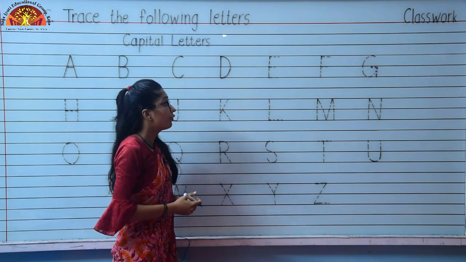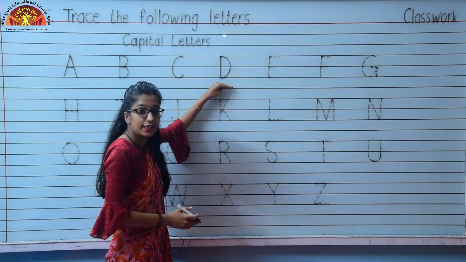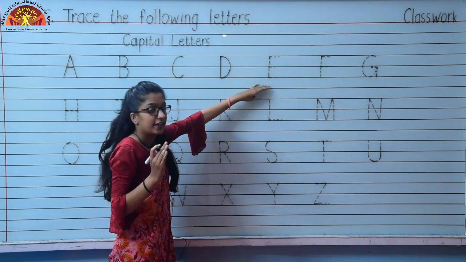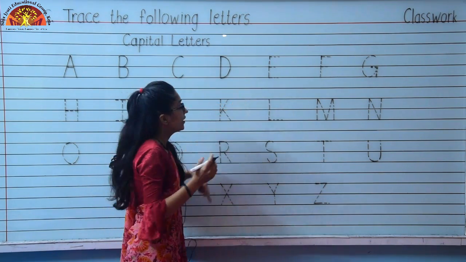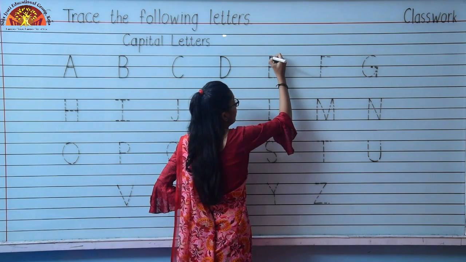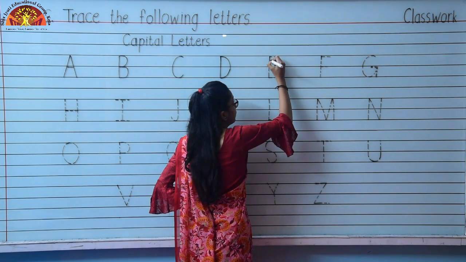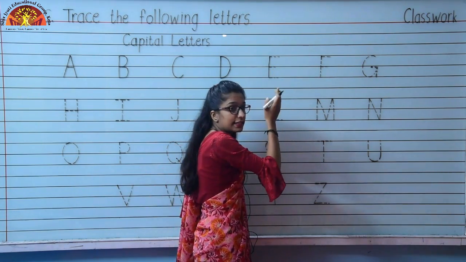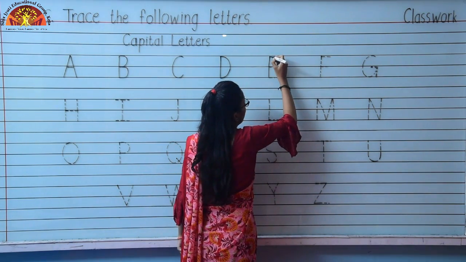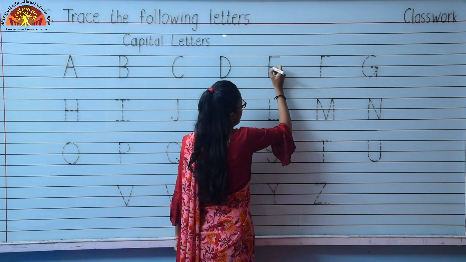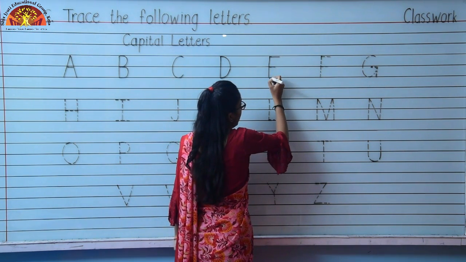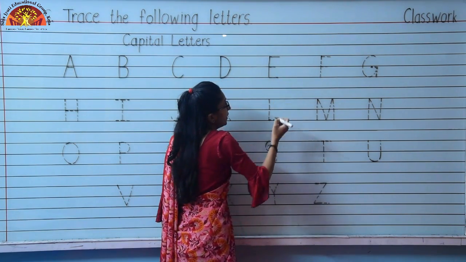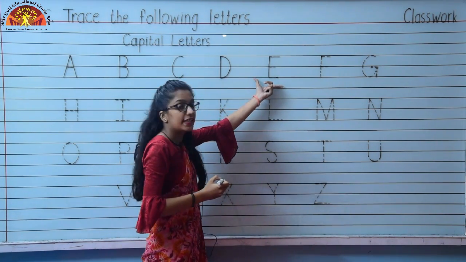Now tell me what comes after capital letter D? It's letter E. So look over here. Draw standing line. Then sleeping line. One more sleeping line. Again standing line. Like this. This is capital letter E.